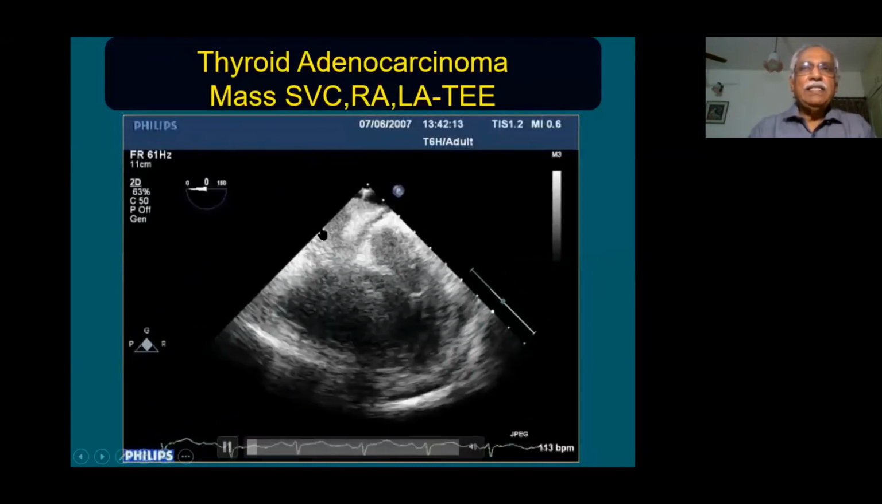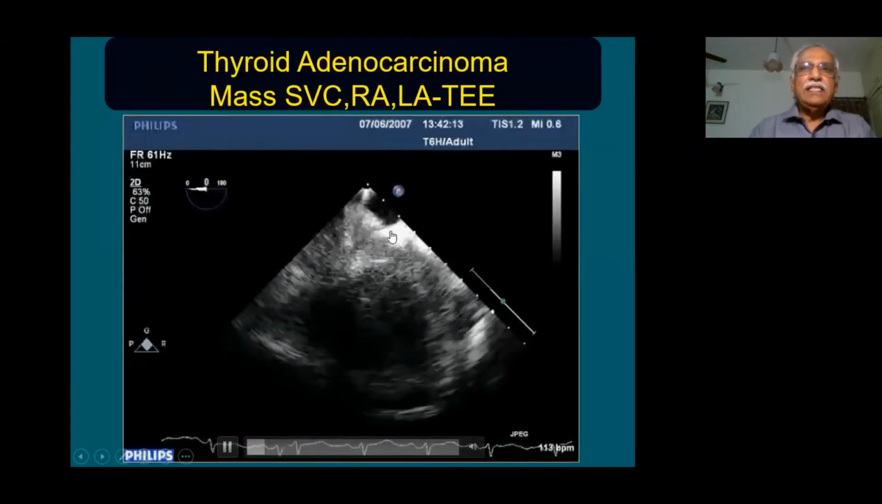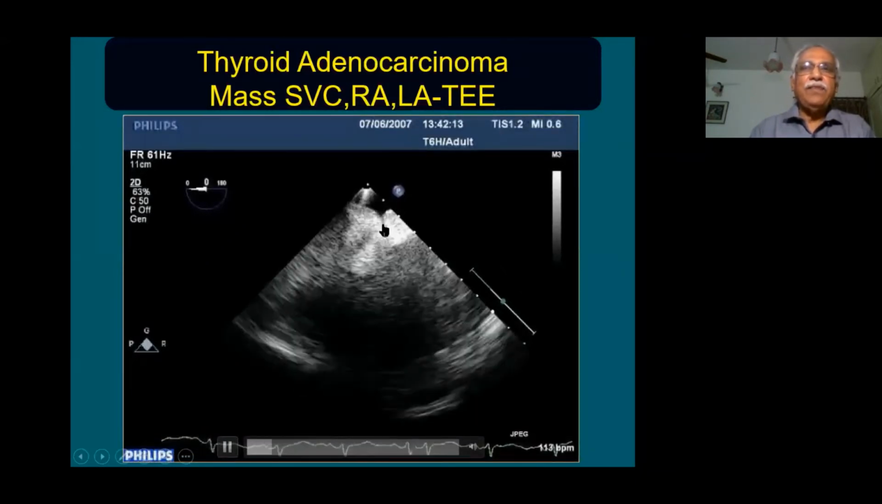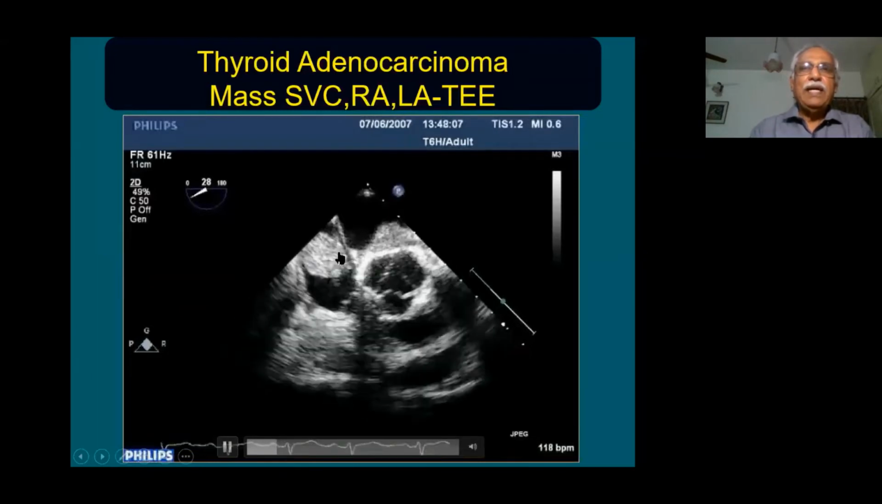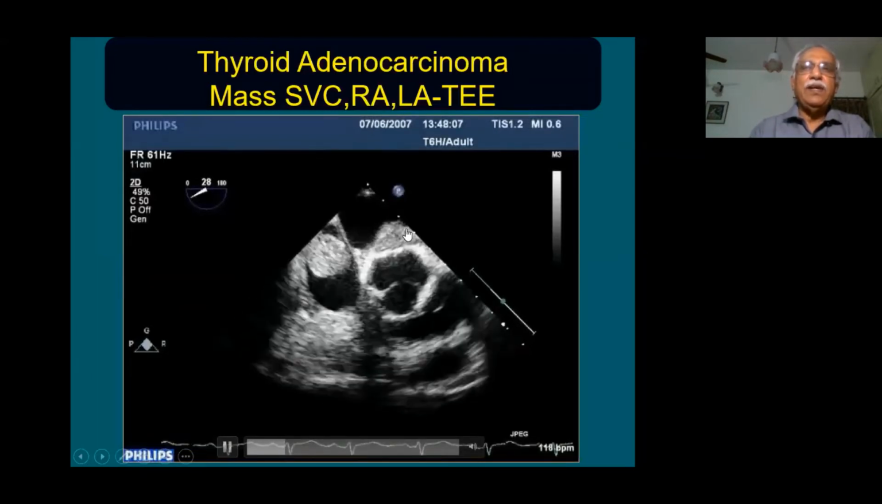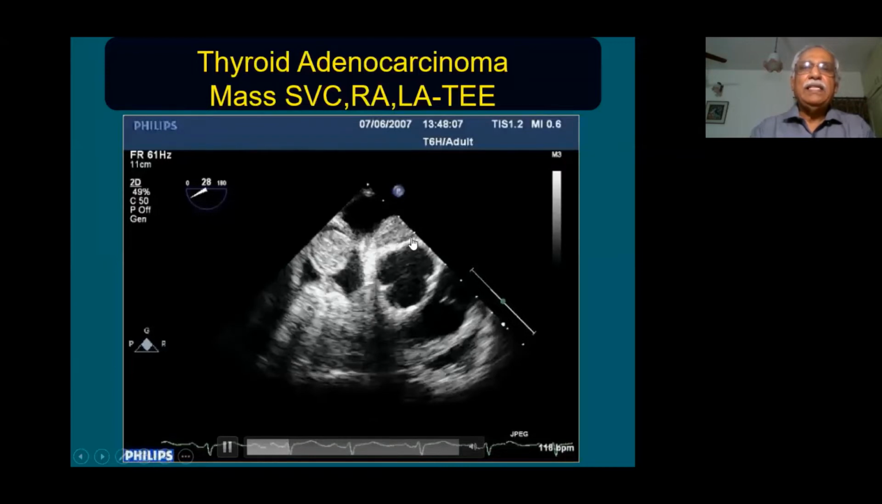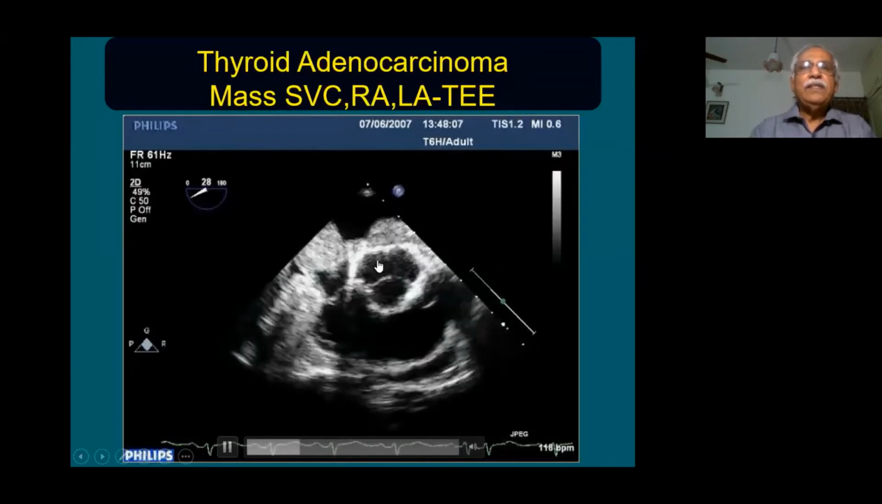This is again a mass inside the right atrium. This is again a transesophageal echocardiogram, left atrium and the right atrium. A mass is present inside the right atrium and also inside the left atrium, just behind the aorta.